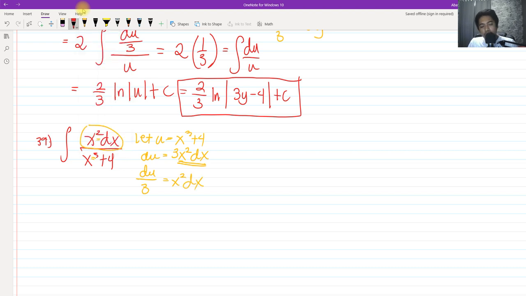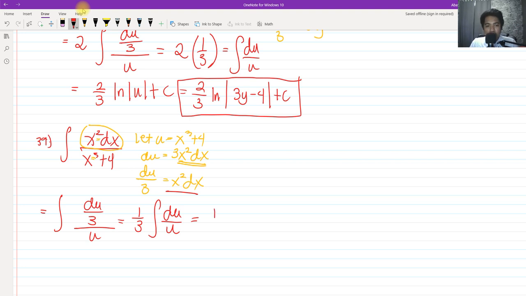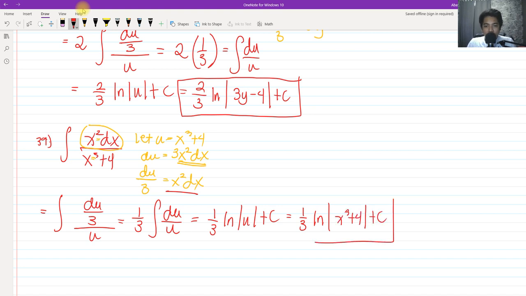So if I do that, I can use my u substitution. I have x squared dx that is simply equal to du all over 3, and that is all over the u. So I can factor out 1/3 outside the integral, and then we have du all over u. Okay, that would again result in a natural logarithm answer. So we have 1/3 ln of the absolute value of u plus c. So substituting back the value of u, that is x cubed plus 4, plus c. So this could be our answer.